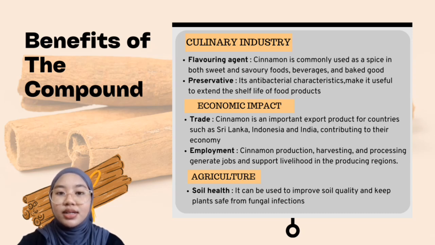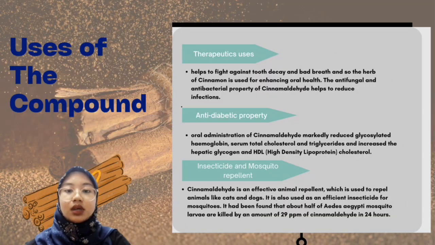Last, we have agriculture. In agriculture, we have soil health. In soil health, it can be used to improve soil quality and keep plants safe from fungal infection. Now let's move to the uses of the compound. We have three uses of the compound. The first one is therapeutic uses. In therapeutic uses, this compound helps to fight against tooth decay and bad breath, and so the herb cinnamon is used for enhancing oral health.